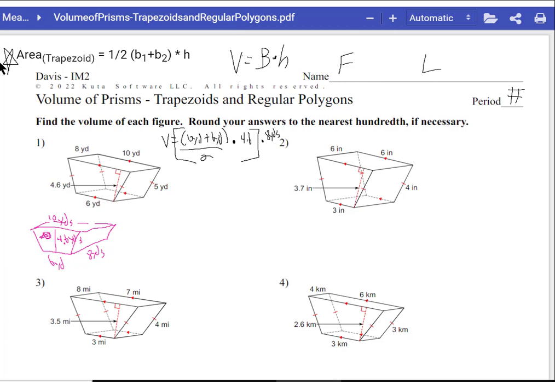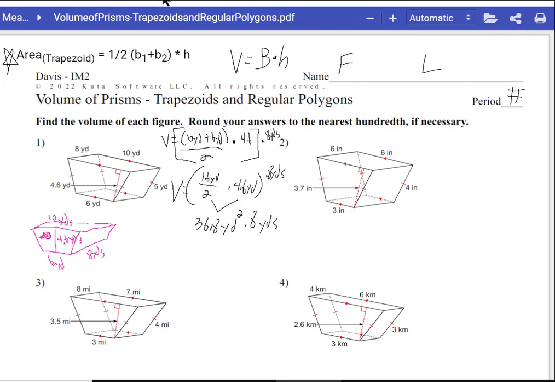So let's get a calculator and get the answer. I'm going to slowly solve this. If I do 10 plus 6, that's 16 yards. Divide by 2, times 4.6 yards, and that's the area of the trapezoid, times 8 yards. I'm going to do these steps: 16 divided by 2 is 8. Now if I multiply 8 by 4.6, I get 36.8 yards squared, times 8 yards.